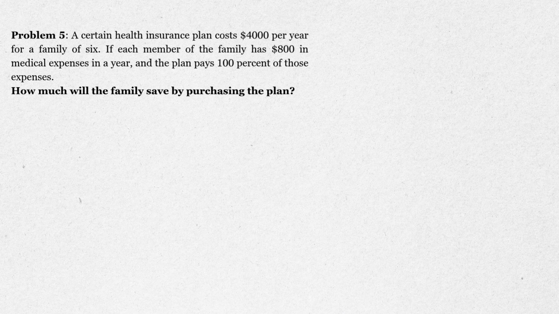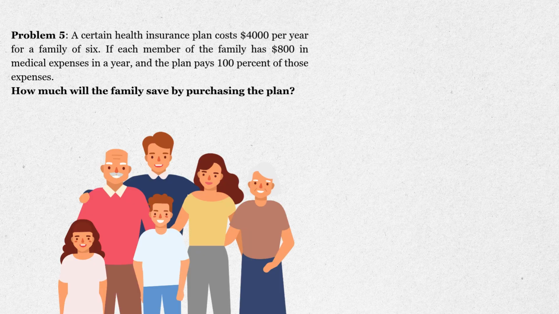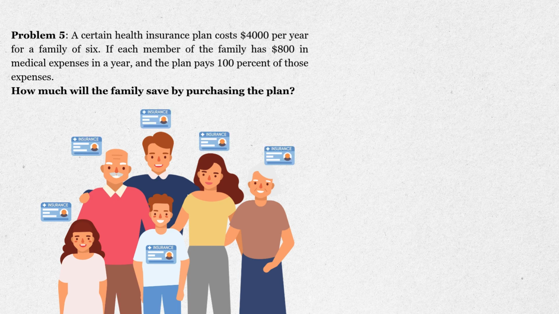Problem 5. Health insurance savings. A certain health insurance plan costs $4,000 per year for a family of 6. Each member of the family has $800 in medical expenses each year, and the plan pays 100% of those expenses. The question asks, how much will the family save by purchasing the plan?